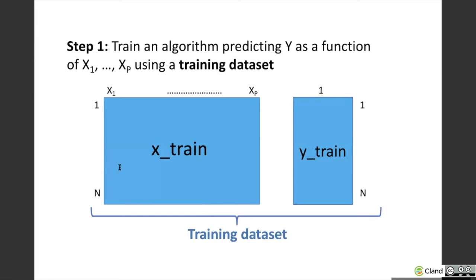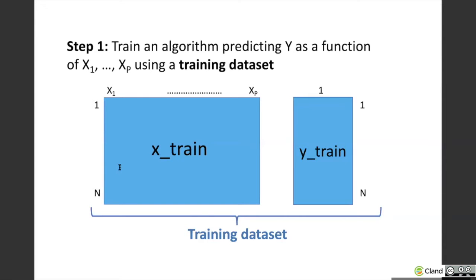In step one, the training, the data set can be described as follows. The training data set, in blue here, includes two parts. The first part includes the observed values of all the inputs. So here you have p inputs, x1, x2, up to xp. They are in the columns of the part named xtrain. And the rows consist of n values of x1, x2, up to xp. So the rows here correspond to the observed individuals.